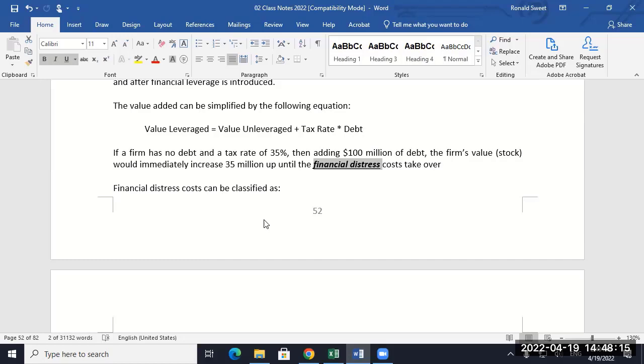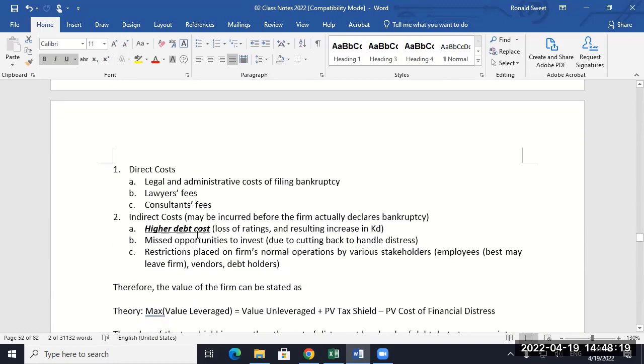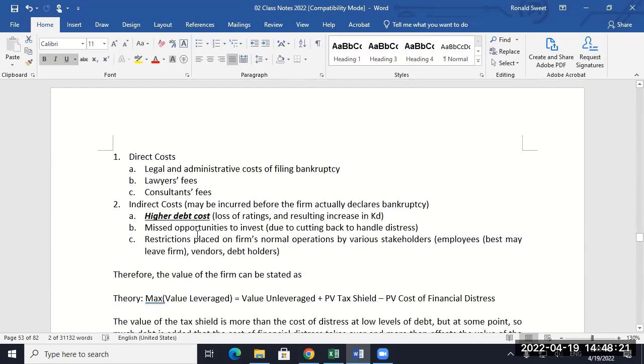And where is that point? Well, you've got to figure that out. It might be when you're downgraded to, say, single B or triple C or something that's just dangerous, a low rating. So the direct costs are you have to file for bankruptcy, you've got lawyers' fees, consulting fees.